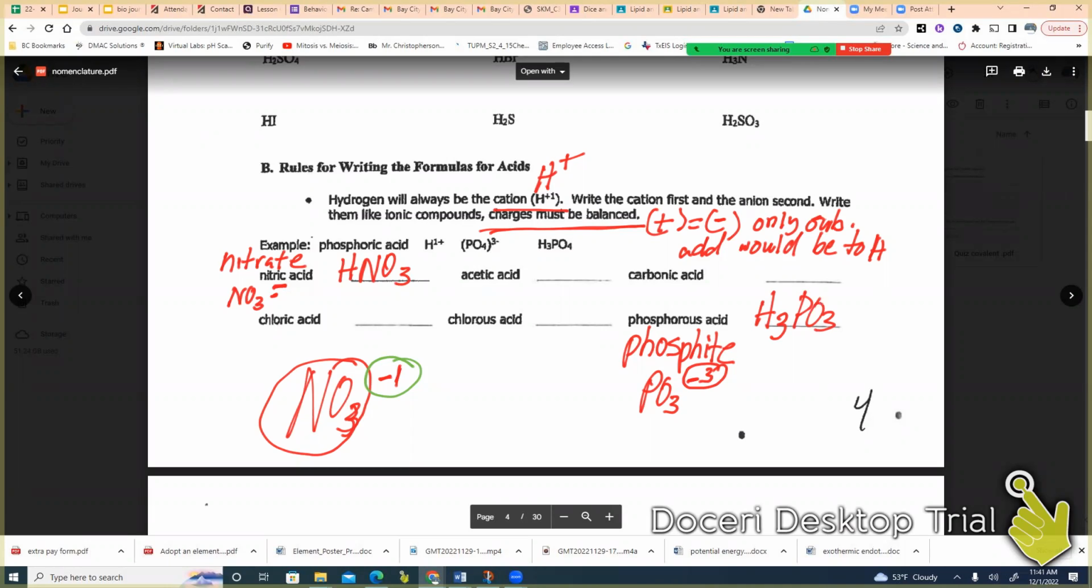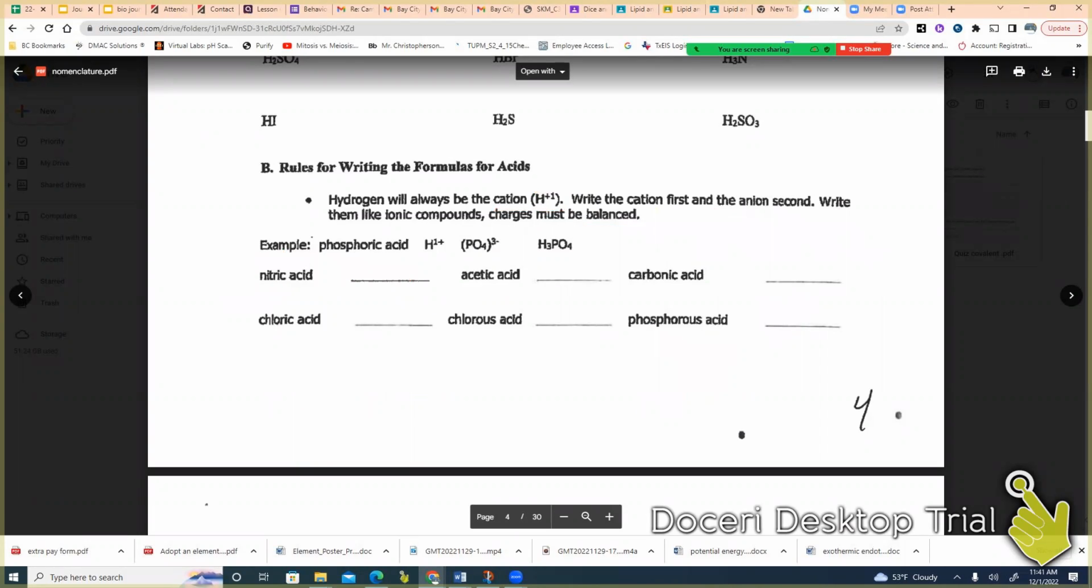All right, why don't y'all try those other 4? And I'm going to put down a couple of binary acids too, because there's none of those left listed.